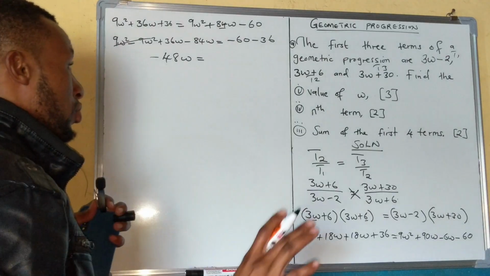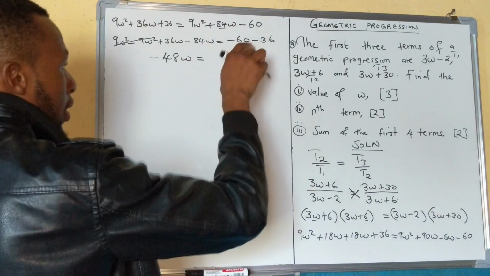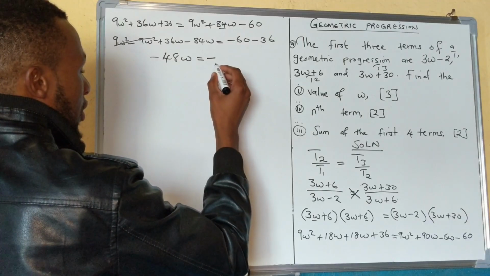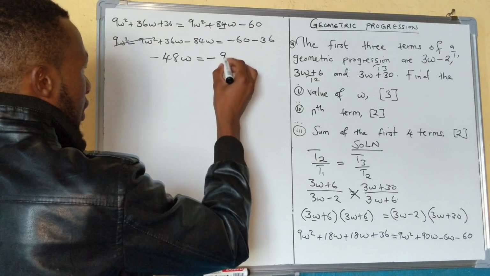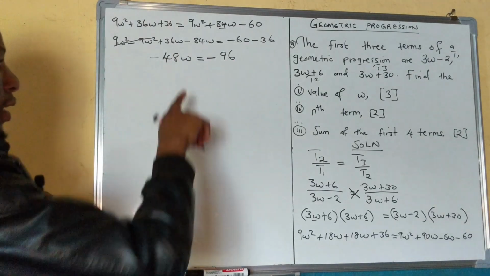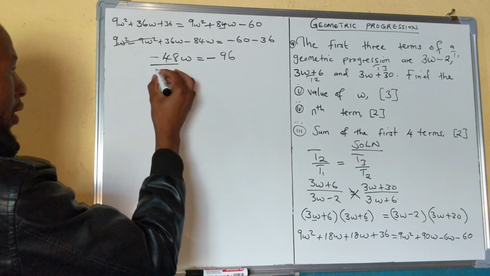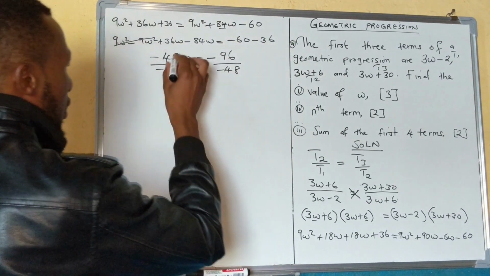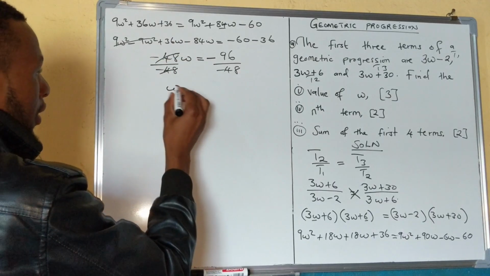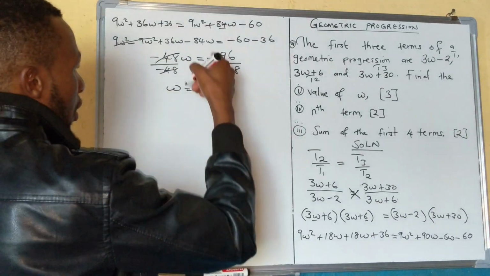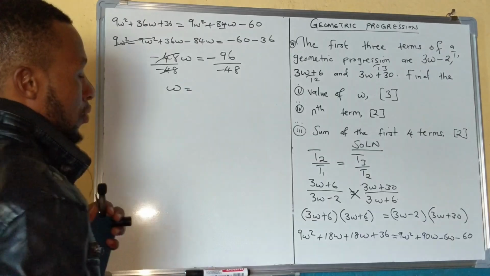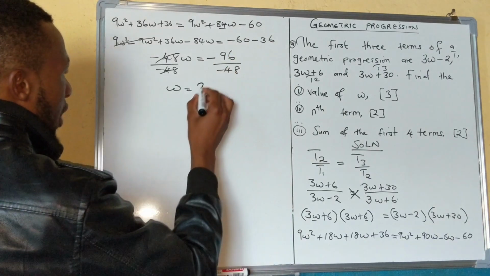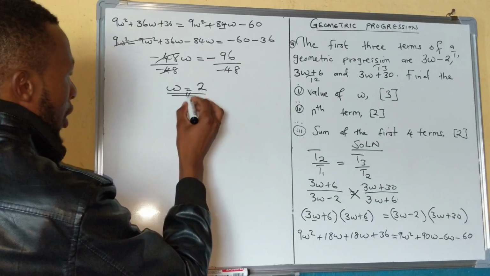But remember, this is paper 2, so you can use a calculator. 60 plus 36 gives us 96. From here we just want w, so we divide by negative 48 on both sides. Negative divided by negative gives a positive. 48 goes into 96 two times, so w is equal to 2.